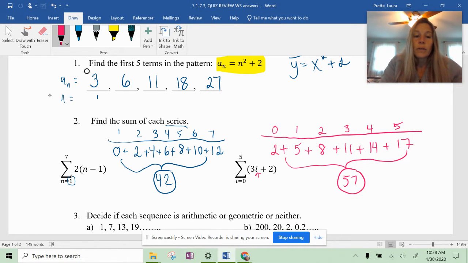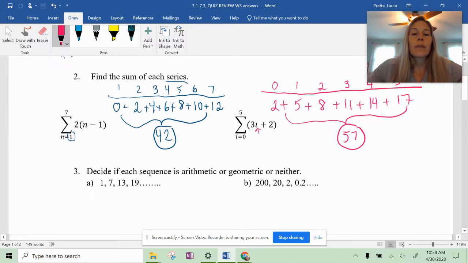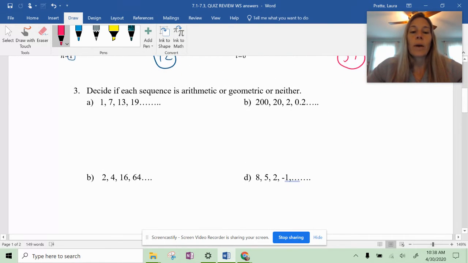So here is the series, 0, 2, 4, 6, 8, 10, 12, and the sum is the 42. And this series is 2 plus 5 plus 8 plus 11 plus 14 plus 17, and that sum would be 57.